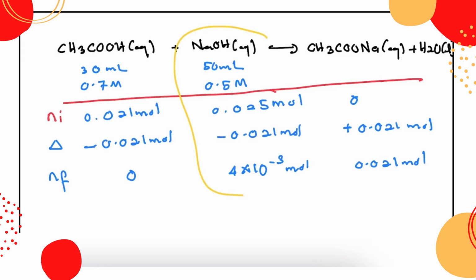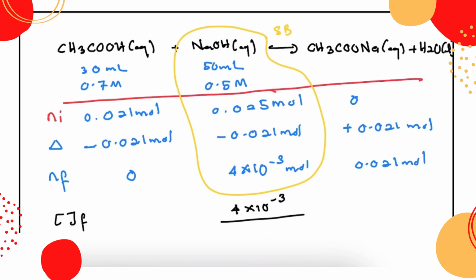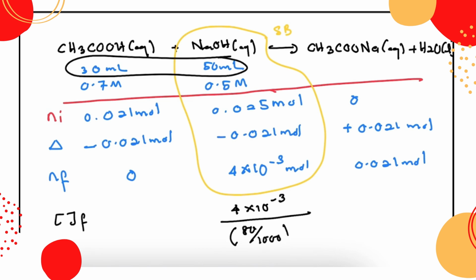So now we have sodium hydroxide which is a strong base. If you have a strong base, we don't have to consider the salt produced. Alright, and then now we need to calculate the concentration final, which is 10 to the power of negative 3 over the total volume, which is 80, so you get 0.05 molar.